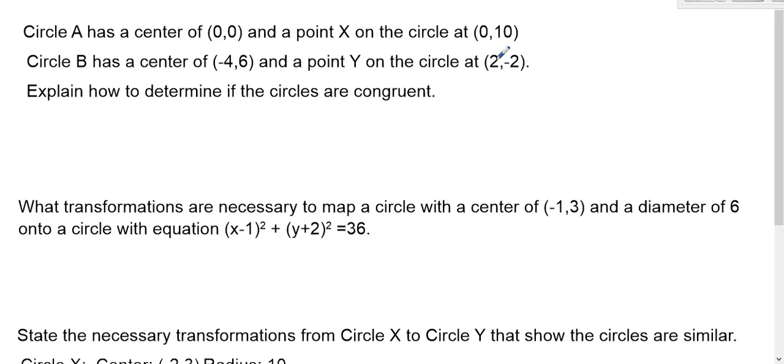Congruent means they have the same size. The only thing that determines the size of a circle is the radius. So if they have the same radius, then they have the same size, which means they're congruent. So if they are congruent, they have to have the same radius. That's what we are checking.